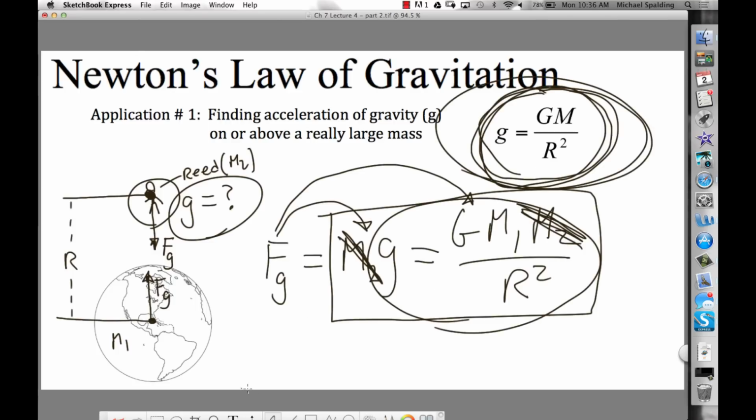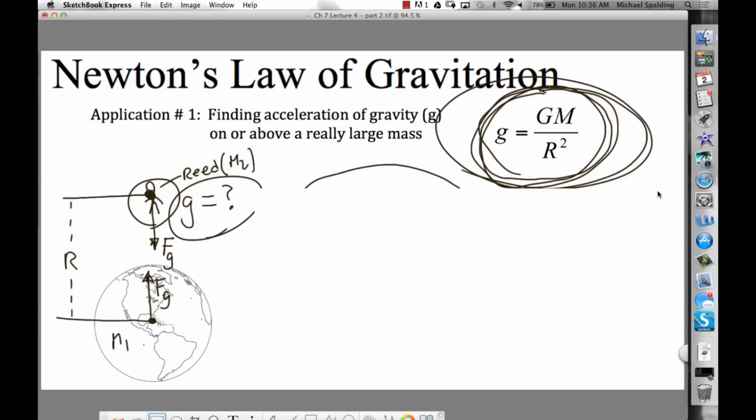So guys, let me ask you a question here. What if you had some unknown planet? Let's say you're on the AP exam and they give you a planet, okay? And they want you to find gravity on the surface of the planet. What two things would you need to know to find the acceleration of gravity on the surface of the planet?